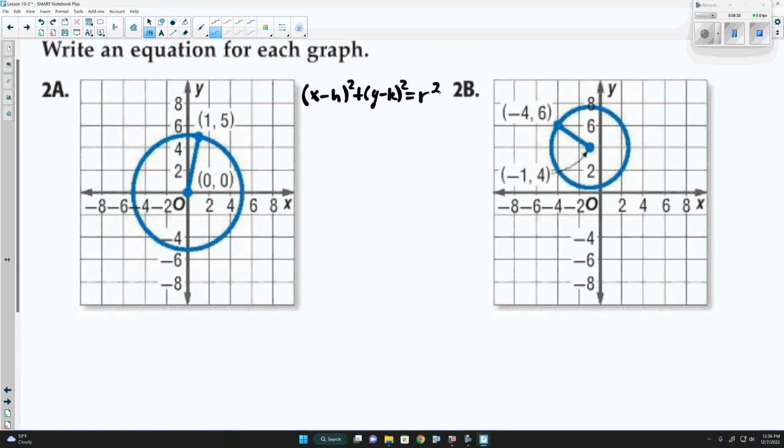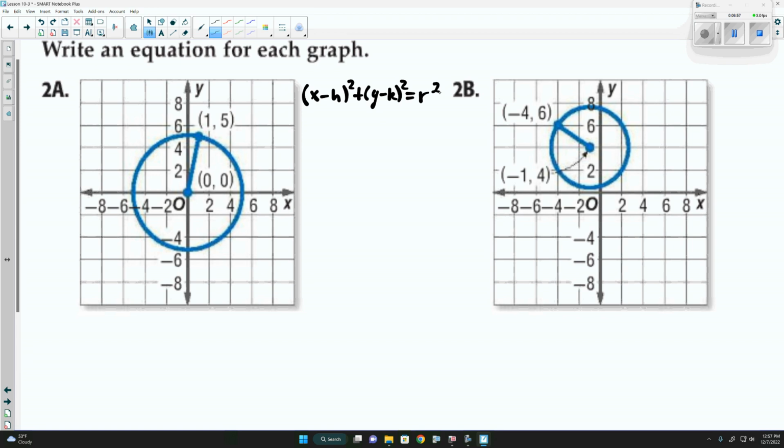(x − h)² + (y − k)² = r². I always start off with this form. Even though when we look at 2a, the center is (0, 0) and we could use the other form, I would rather stick with one form, one equation. Because if we did it with the other, well, it's all based off the center. Is the center at (0, 0), or is it away from (0, 0)?